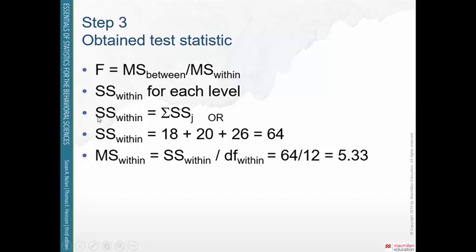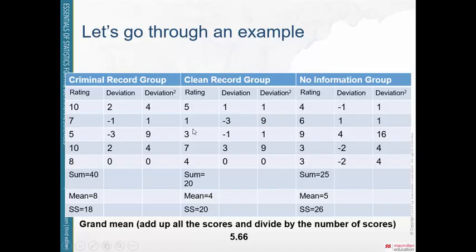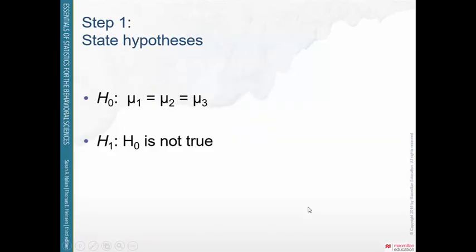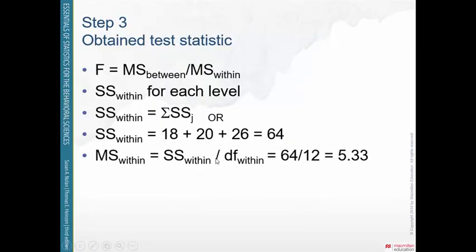So we'll start with sums of squares within, which is adding up the sums of squares for each group. And if you go back here, we've already computed sums of squares for each group. So this is 18 plus 20 plus 26. So 18 plus 20 plus 26 is 64. That is your sums of squares within.